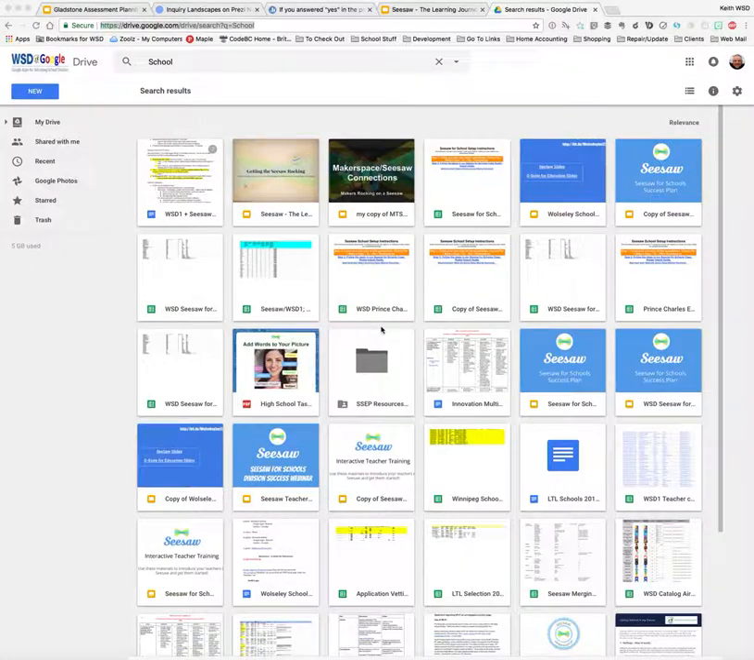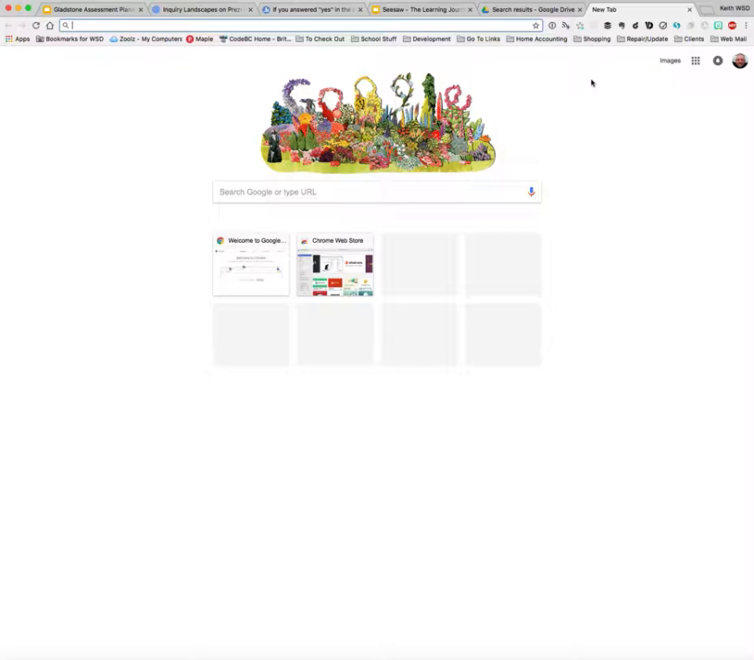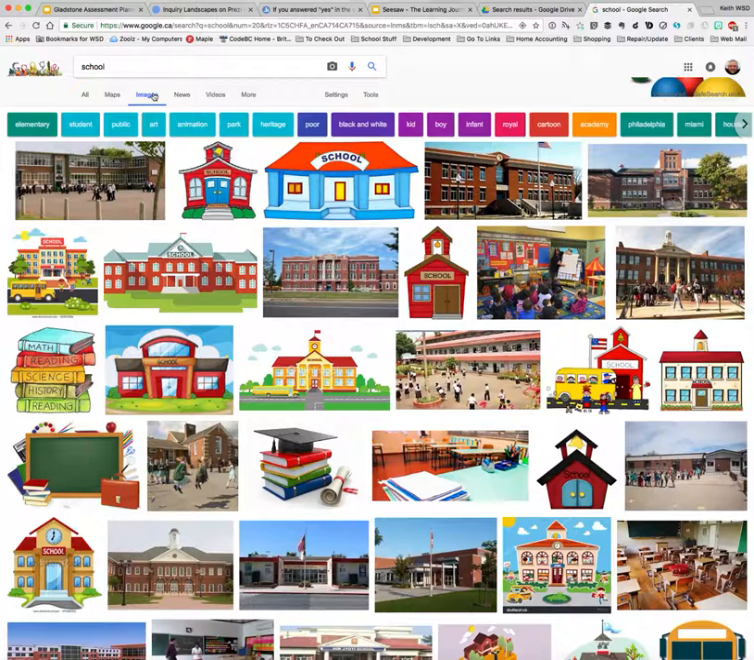Going to try a little experiment here on what happens when we do some searching using a couple of terms, one being school and one being classroom. The test is going to be to see what Google thinks each term means. So here's what happens when we do an image search using the term school. Here's what Google thinks school looks like.